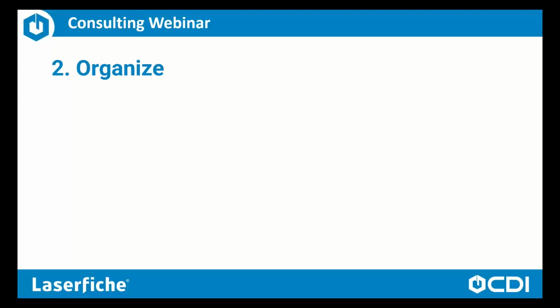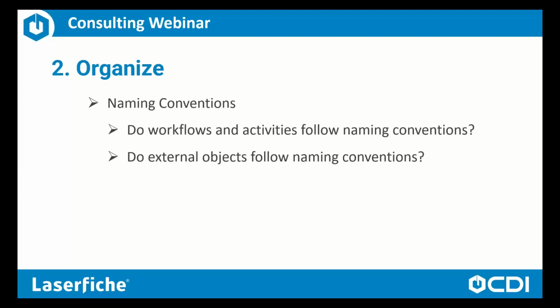After we're done evaluating our system, our next step is going to be to organize. Do we have any standardized naming conventions? Do our workflows and activities follow these naming conventions? Do our external objects follow the naming conventions? Naming conventions are going to be very important to help sort and organize everything.